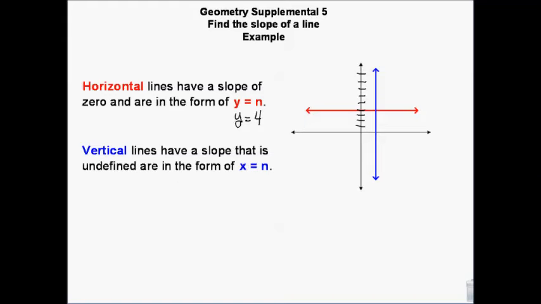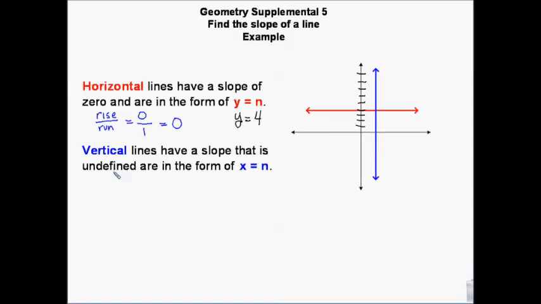Vertical lines, the slope is undefined. The reason that the horizontal line has a 0 slope is because of the rise over run. The rise is 0. I'm not going up or down at all. And the run, well, I can pick any point and make that my run, so we'll just call it 1 for right now. And so that equals 0, because I'm not going up and down. So it's always going to be 0 because it's completely flat.